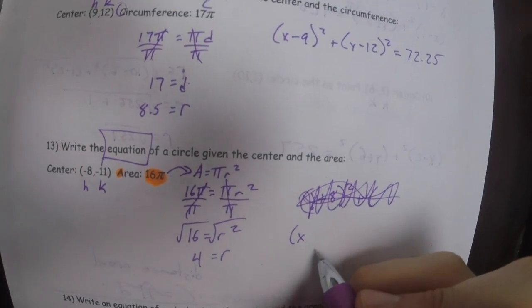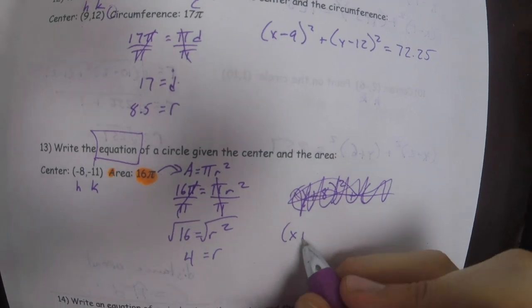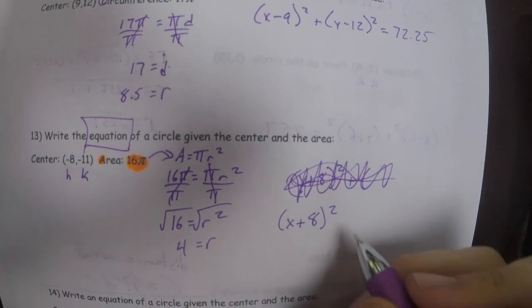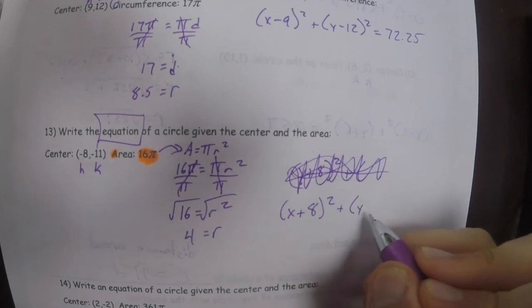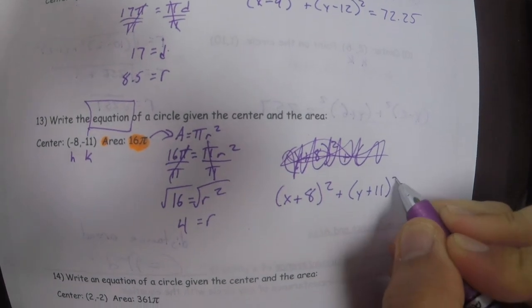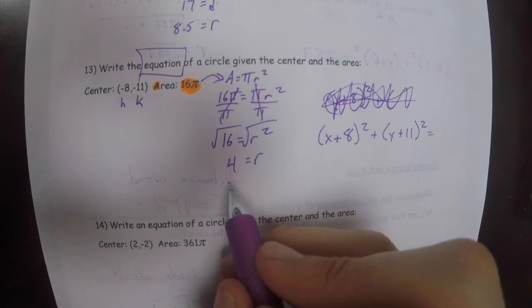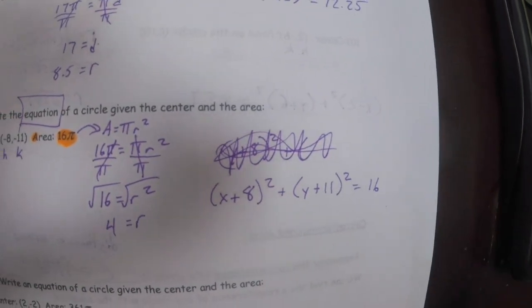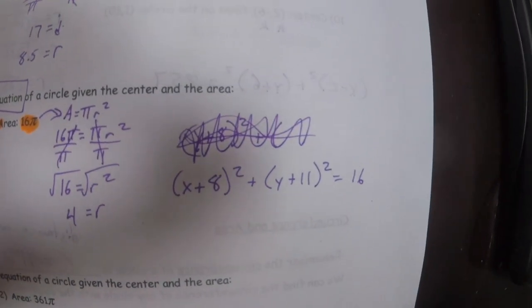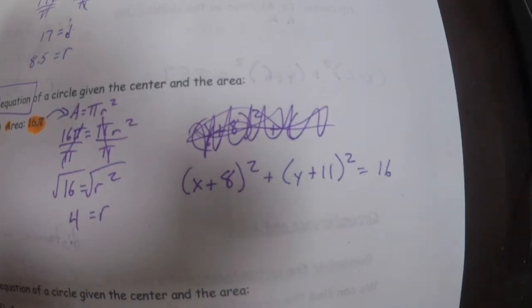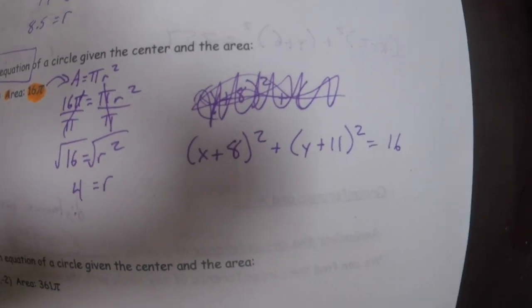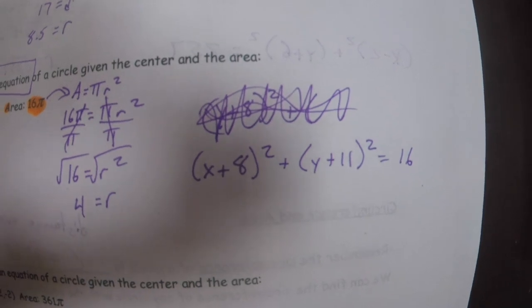X plus 8 squared plus y plus 11 squared equals, if the radius is 4, the radius squared has to be 16. There's your equation. My bad, messed up, caught it. So nobody has to text me and say, "Mister, you made a mistake."